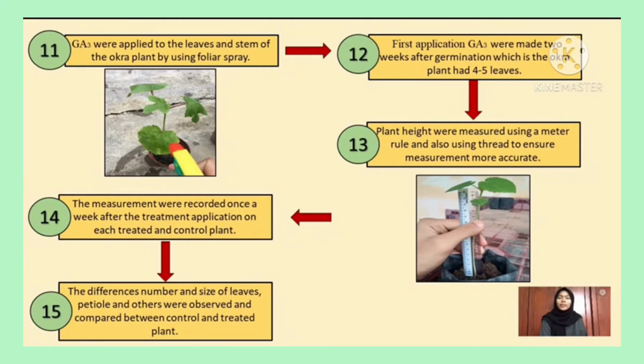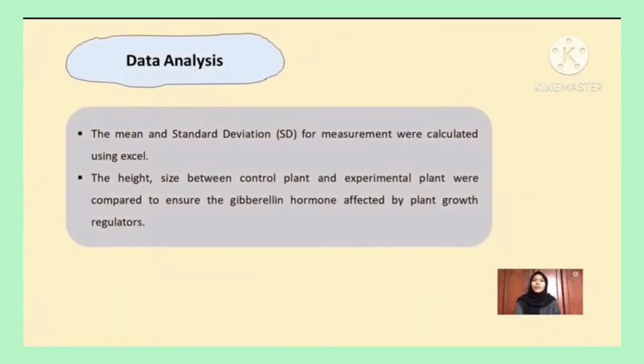The differences between the number and size of leaves, petiole and the others were compared and observed for the treated plant and the control plant. Between group members, at least 3 plants that were in really good condition, not harmed by insects, were selected for data collection. The mean and standard deviation for measurements like height were calculated using Excel. The height and size between control plant and experimental plant were compared to ensure the gibberellin hormone gives an effect to the plant growth regulators.